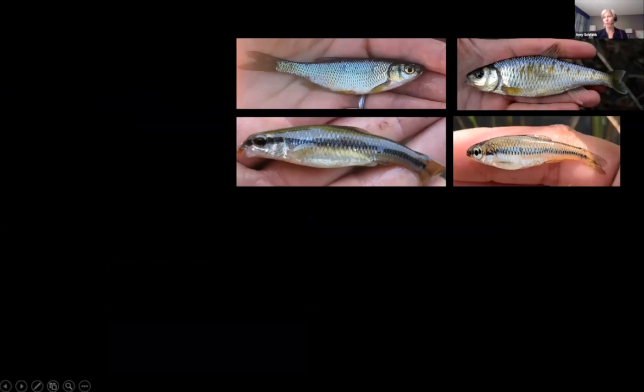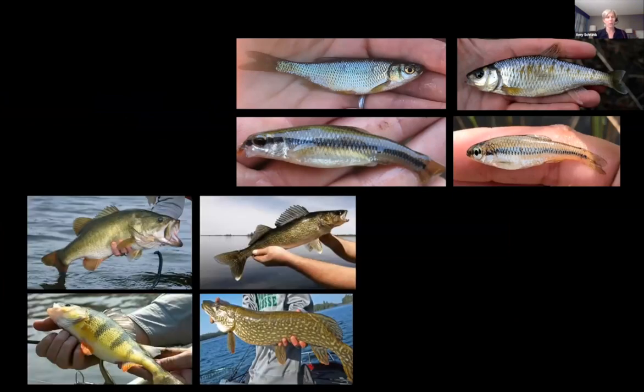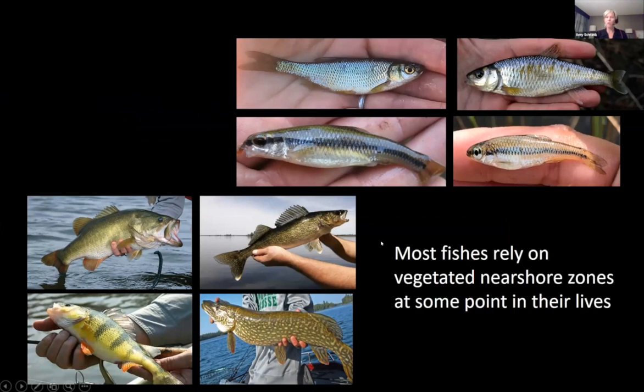So these are examples of 4 different minnow species. Minnows are a family of fishes, in case you don't know that. And they are super important as forage fishes for the larger species we might think of more as humans, the game fish we might care a little bit more about. So most fishes rely on vegetated nearshore zones at some point in their lives. So these are critical areas for fish communities.